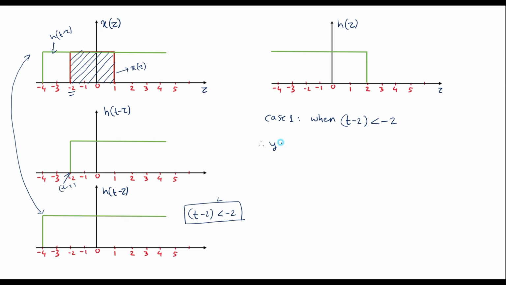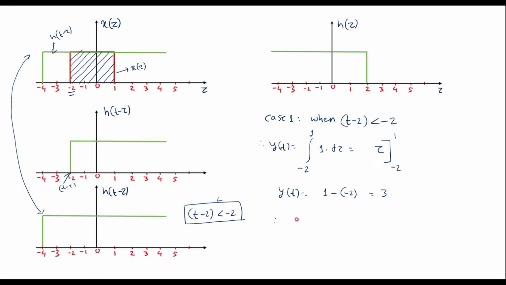Therefore now I can find y of t is equal to integration. So here the integration lower limit is minus 2 and upper limit is 1, that is minus 2 to 1, because only from this point to this point do the signals overlap. So x of tau value is 1 and h of t minus tau value is also 1, that is d tau, which is equal to tau evaluated from minus 2 to 1. Therefore y of t is equal to 1 minus of minus 2, which is equal to 3.